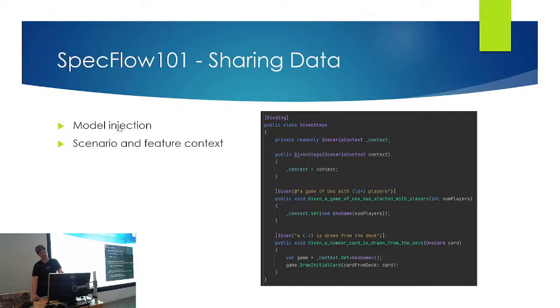So normally the scenario context is what you want to use, because normally your test data is just related to that scenario, but for whatever reason, if you want to share data between all of your tests in a feature, then you can use the feature context.